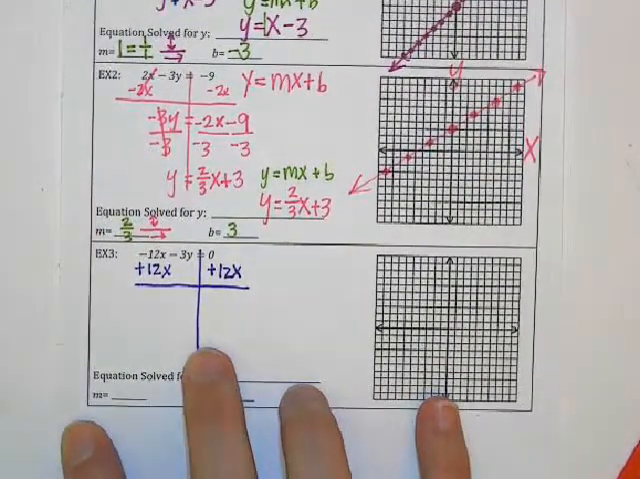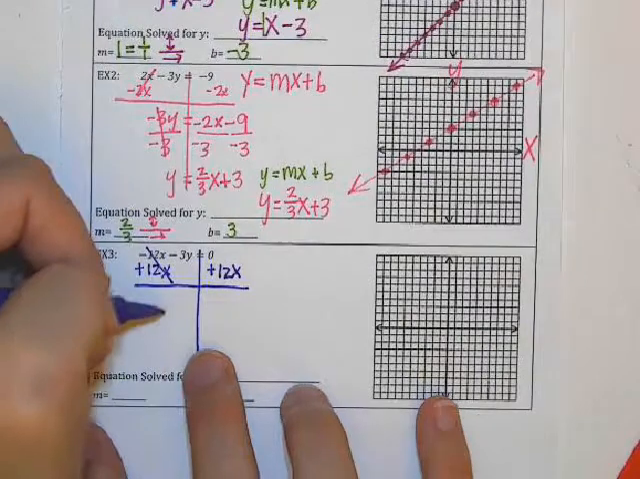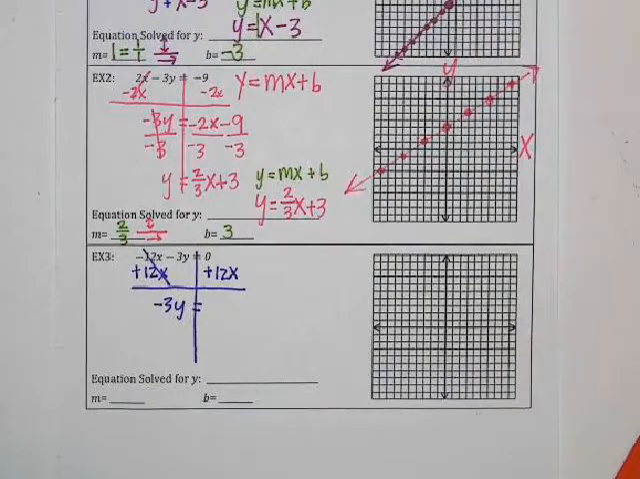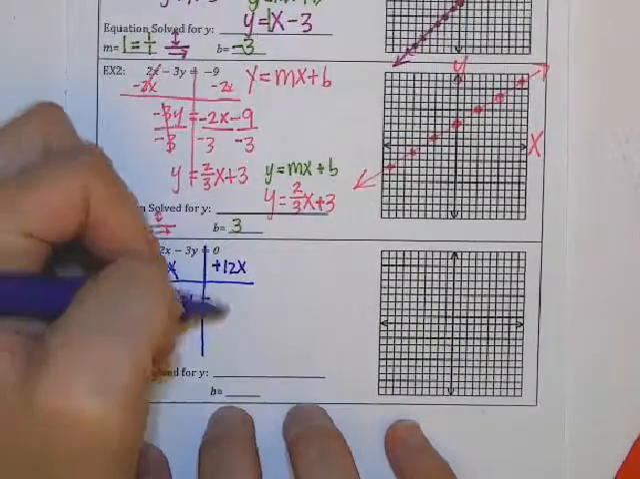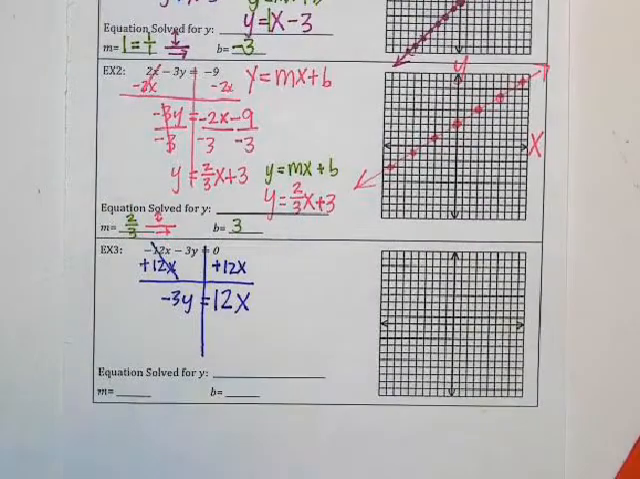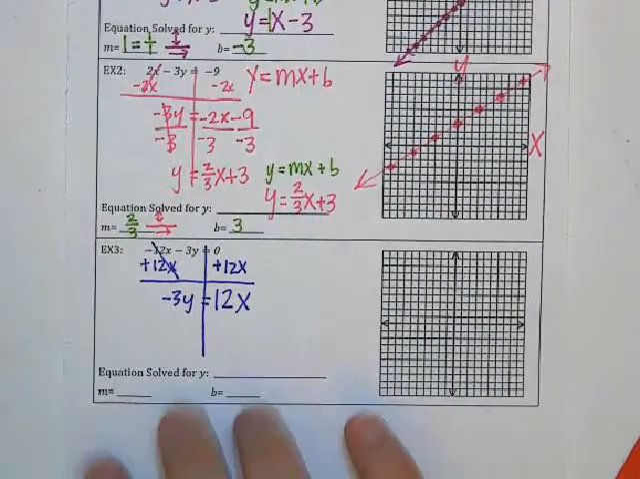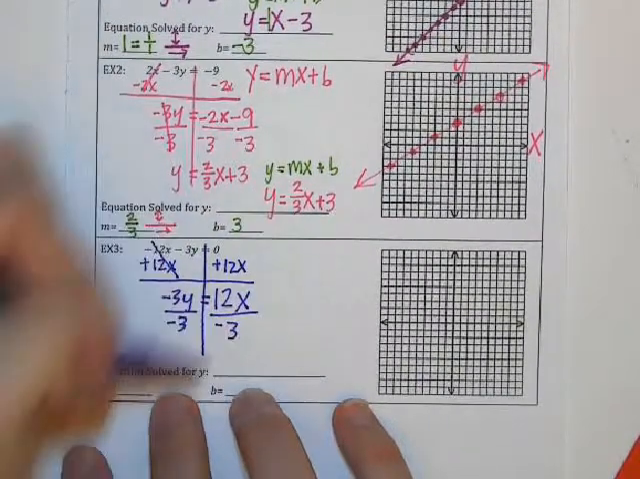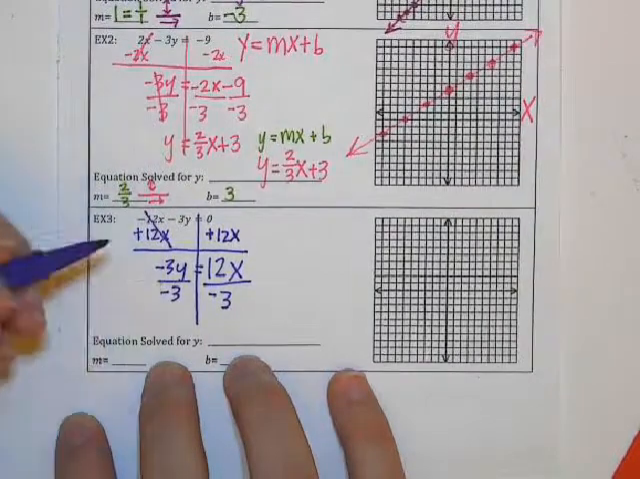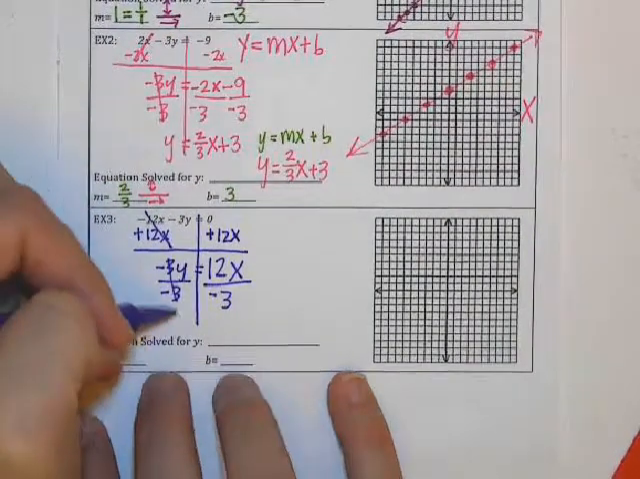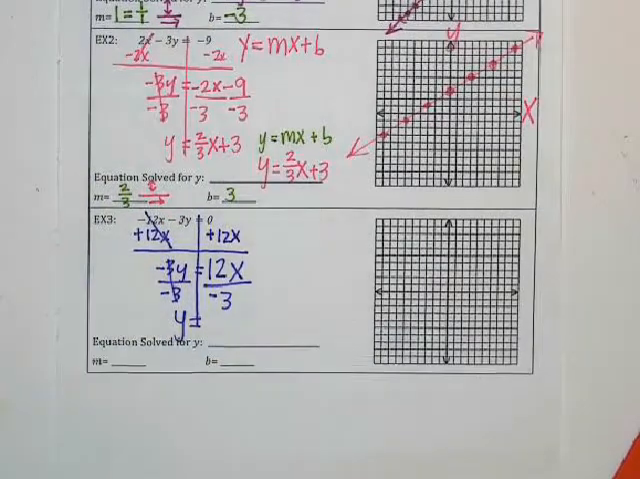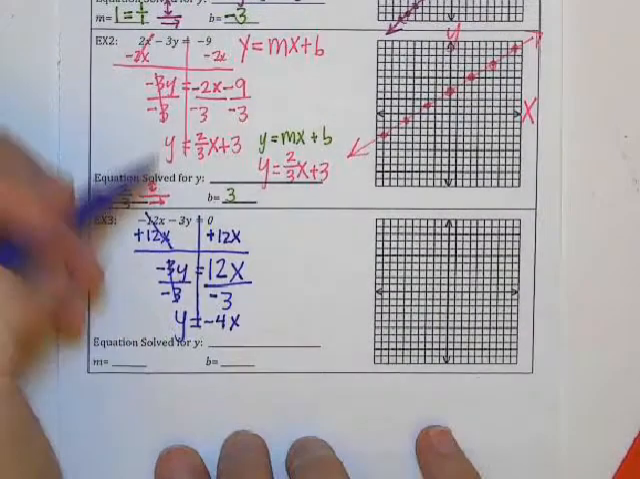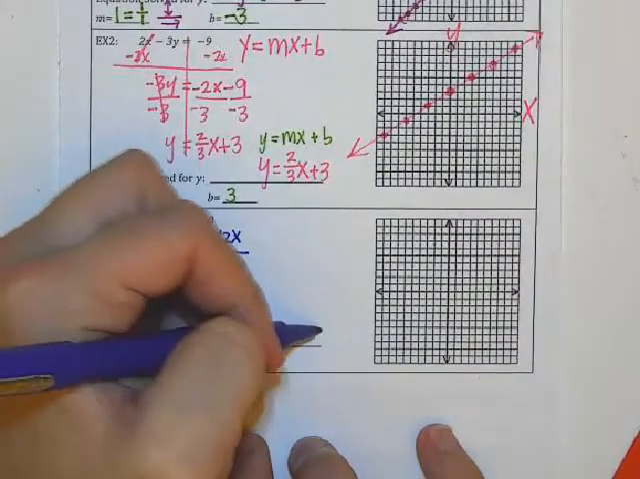Negative 12x plus 12x cancel out. They equal 0, and I'm left with negative 3y equals 0 plus 12x. What do I write first? 12x. Do I have to write the 0? No. Okay, is y by itself? No. Divide by negative 3. And if I divide one thing by negative 3, I divide everything by negative 3. Negative 3 over negative 3 equals 1y, but I don't write the 1. What's 12 divided by negative 3? Negative 4. Negative 4x. Okay, so my equation solved for y is y equals negative 4x.